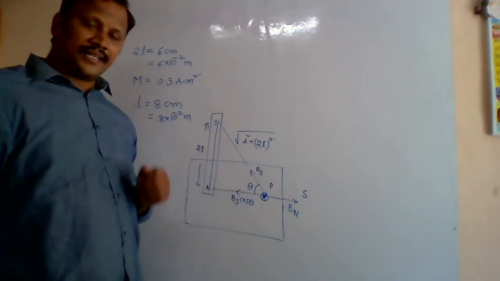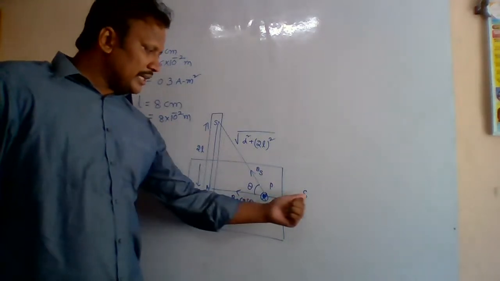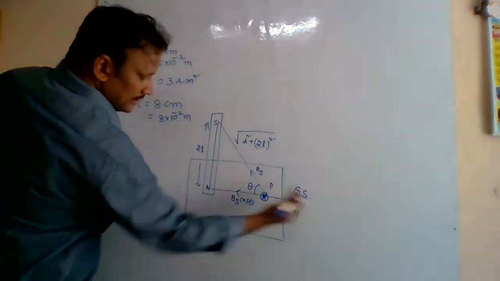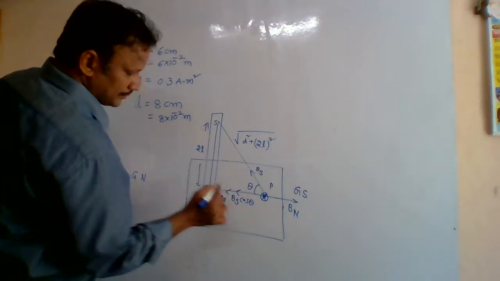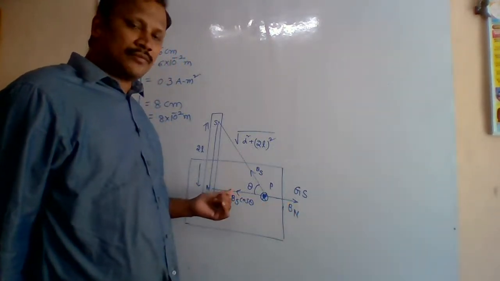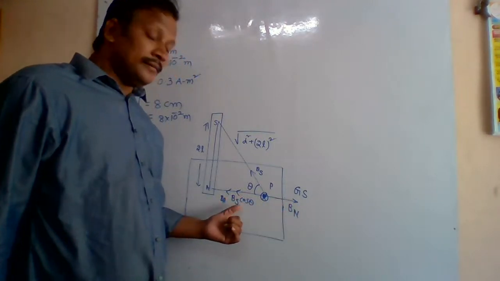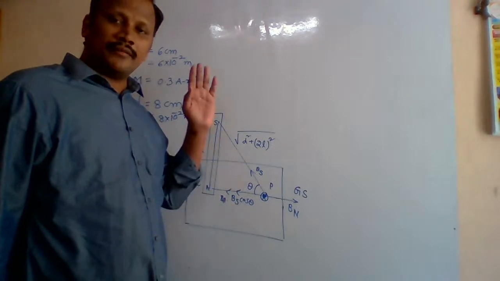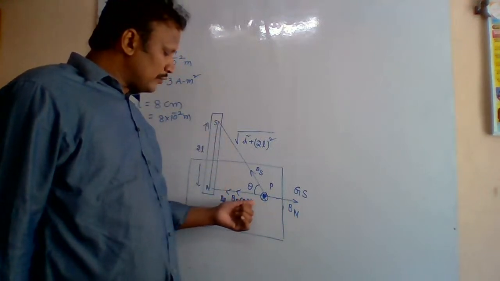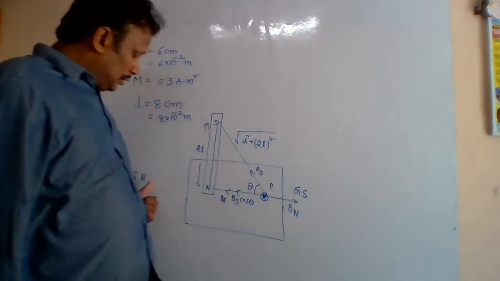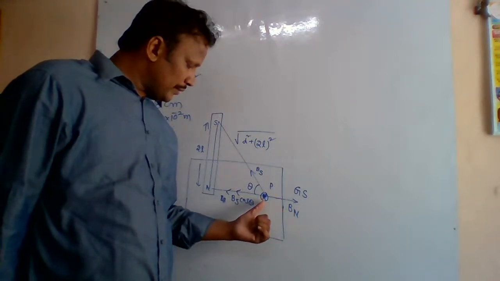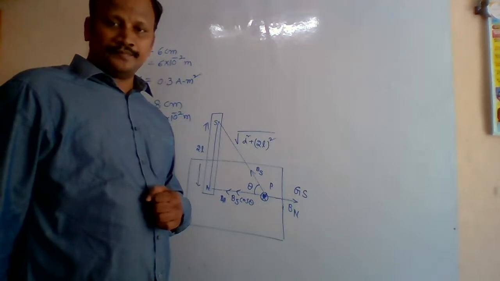But at that point, one more field is there, that is Earth's magnetic field. What is the direction of Earth's magnetic field? Geographical south to geographical north. In this direction, like this. So this is Bh. In the case of a long bar magnet, Bn is balanced by Bh. But in this situation, Bn is balanced by Bh and Bs cos theta. In the case of a long bar magnet, at that point, two fields are balanced: Bn is balanced by only Bh. But in the case of a short bar magnet, one component of Bs is acting in this direction, towards geographical north. So Bh plus Bs cos theta is balanced by Bn. In that situation, here we get null. Is it clear? Okay.